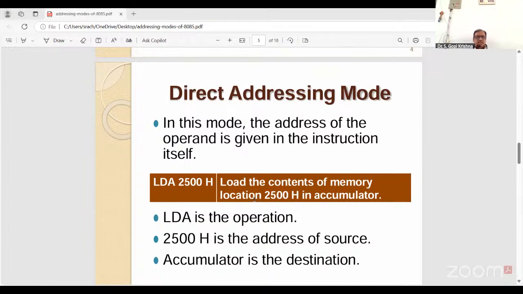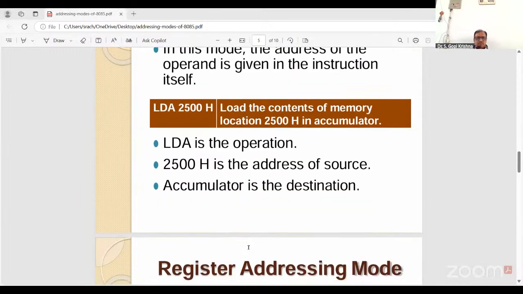So that comes under the direct addressing mode. LDA is the operation, 2500H is the address of the source, and the accumulator is the destination. So whatever data is available at address 2500 will be transferred to the accumulator. This is the direct addressing mode.